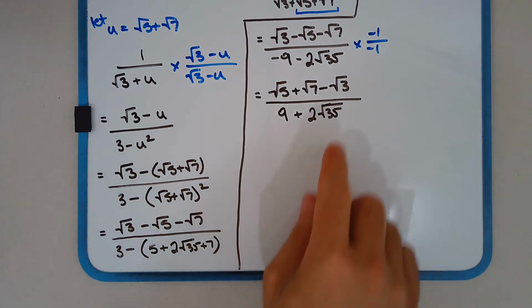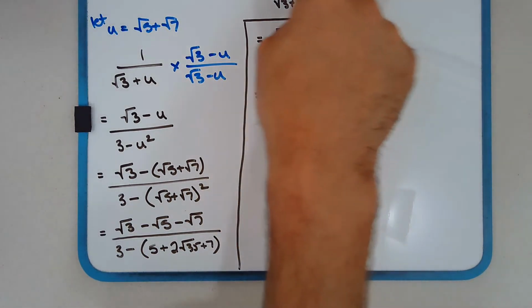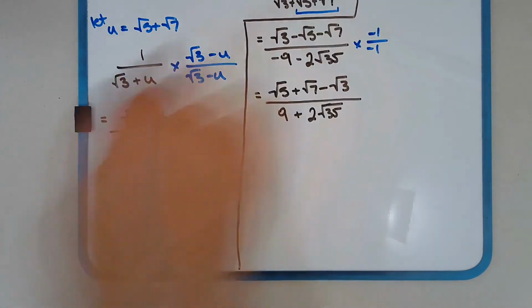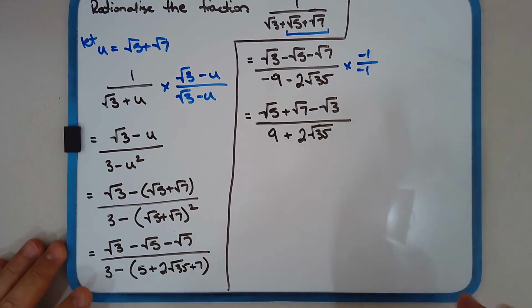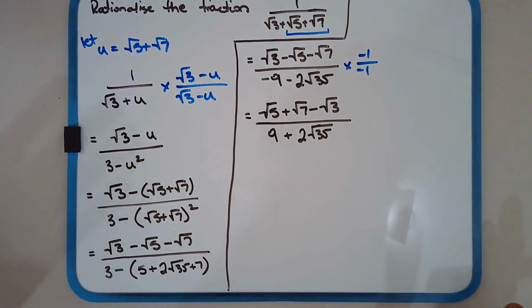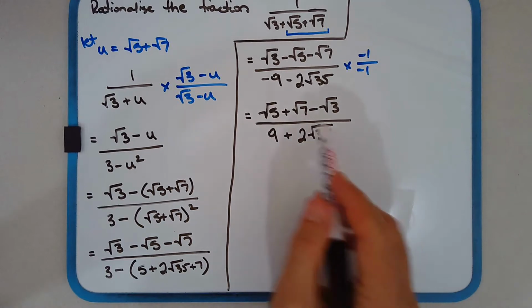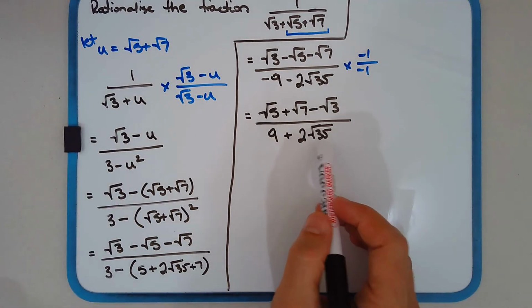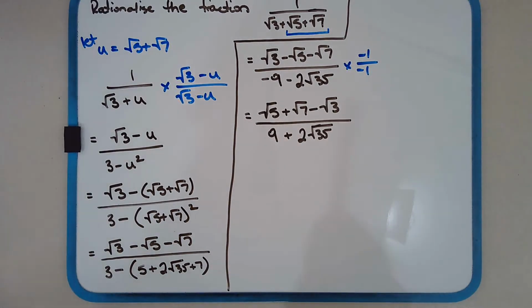What you notice now is that we've converted the original fraction, which has 3 surds in the denominator, into a fraction that actually has 1 surd, which is very nice. I didn't think we were going to be that successful. That's even better than we expected.